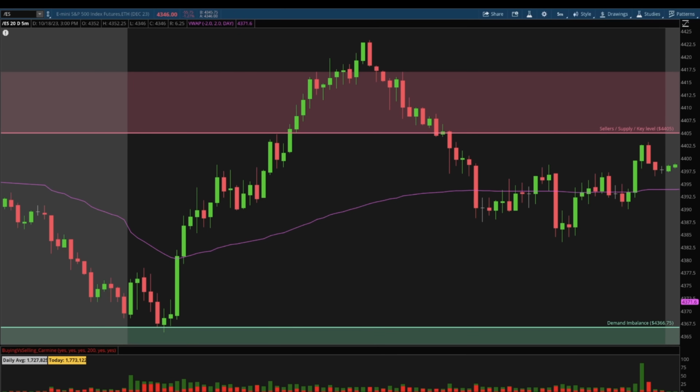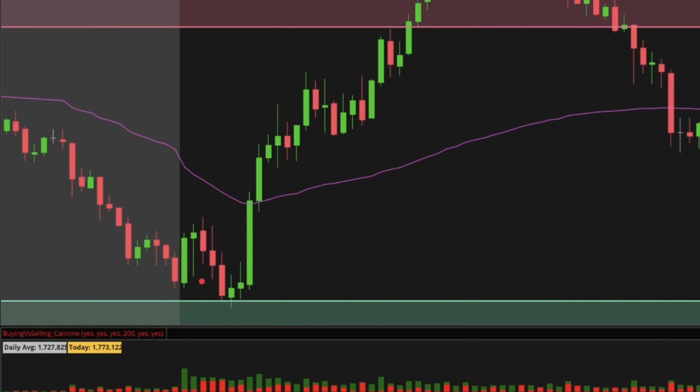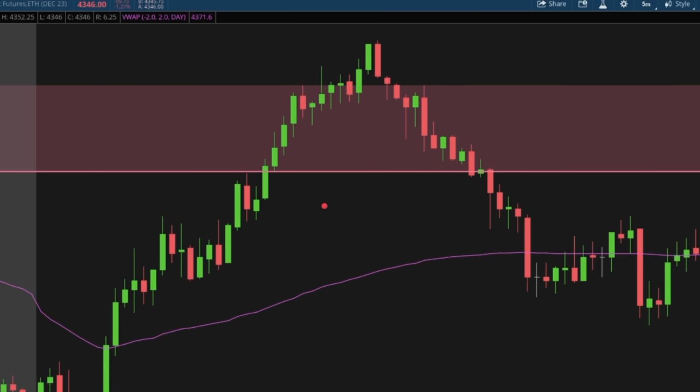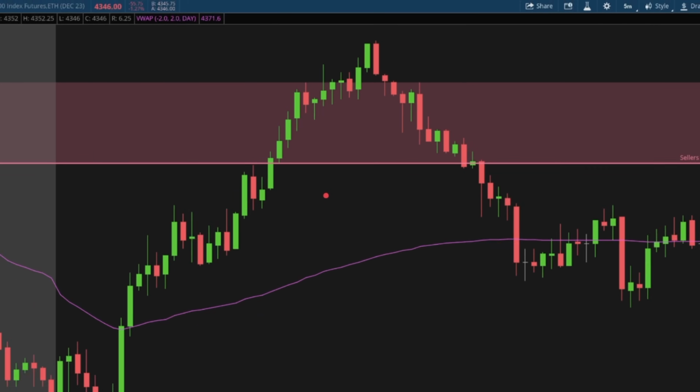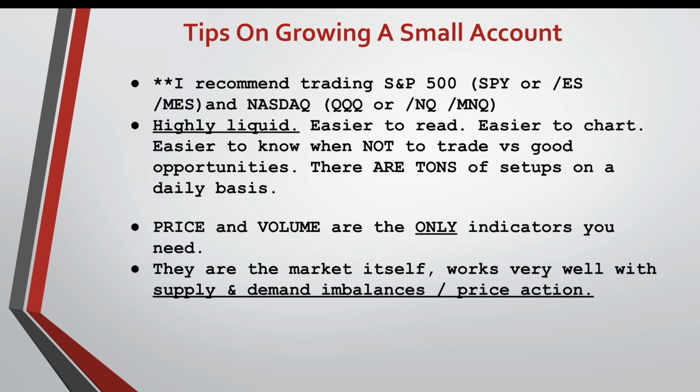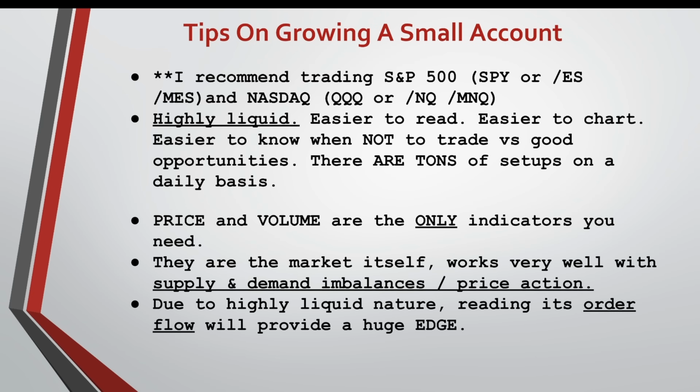Because of how liquid it is in price and volume, it works very well with supply and demand balances, such as looking to play the market long at a demand zone, and looking to take profits or reverse the market short at a supply zone. Because they are a global market and so liquid, the charts are easier to read. They are not illiquid at all and getting manipulated like penny stocks. They work very well with supply and demand zones, price action, and most importantly, order flow.